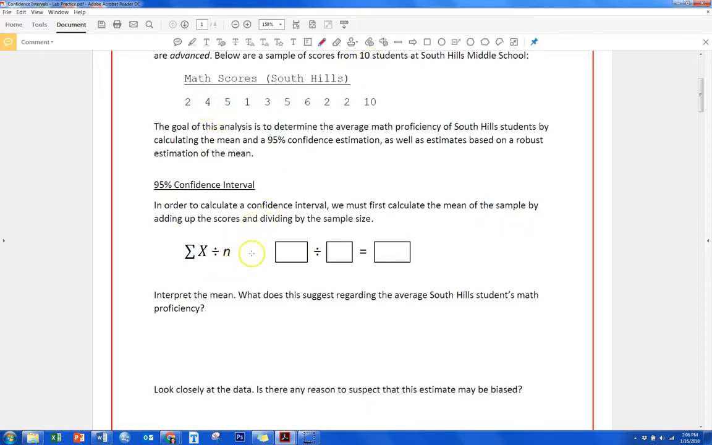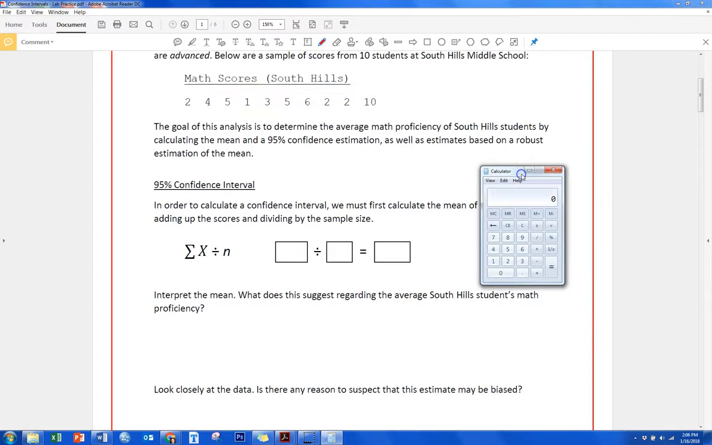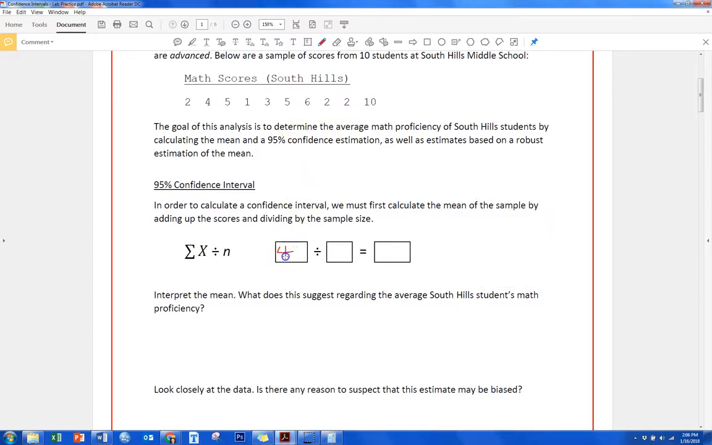So we have 10 observations. So we're going to add them all up, divide by, in this case, 10, and that will give us our mean. So first we have to add up all of these values. To do that, I'm going to open up the calculator inside of the computer, and we'll go ahead and add those up. So we have 2 plus 4 plus 5 plus 1 plus 3 plus 5 plus 6 plus 2 plus 2 plus 10. Okay, I got these numbers from right up here. All of that comes out to 40. So we're going to go ahead and put 40 in this box right there. There we go. There's 40.